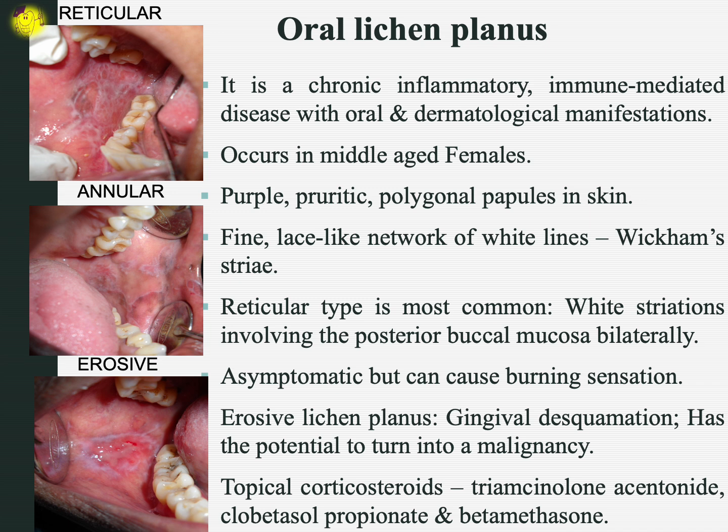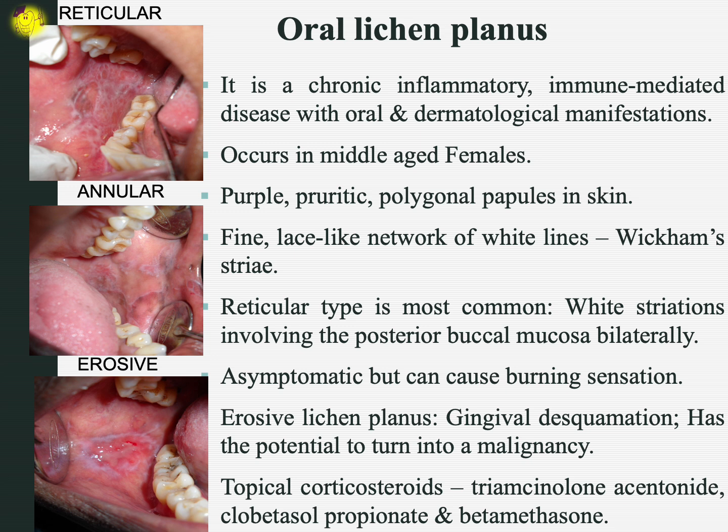The next condition is oral lichen planus, which is a chronic inflammatory immune-mediated type of disease which can affect the skin and the oral mucosa. It is commonly occurring in the middle-aged female, and stress has been a very important predisposing factor. On the skin, it is described as a purple pruritic polygonal papule, and on the oral mucosa, it has a typical white fine lace-like pattern, and it is called as Wickham's striae.